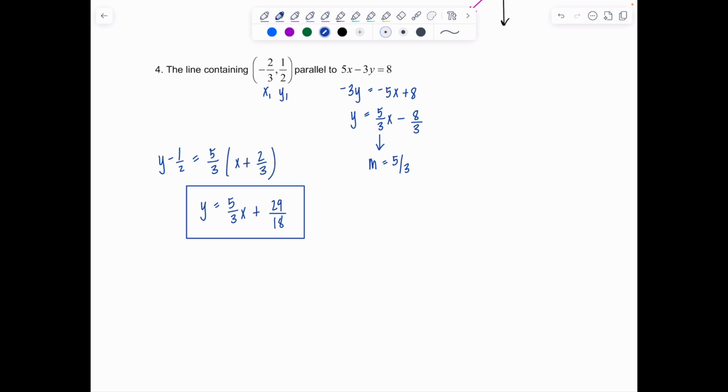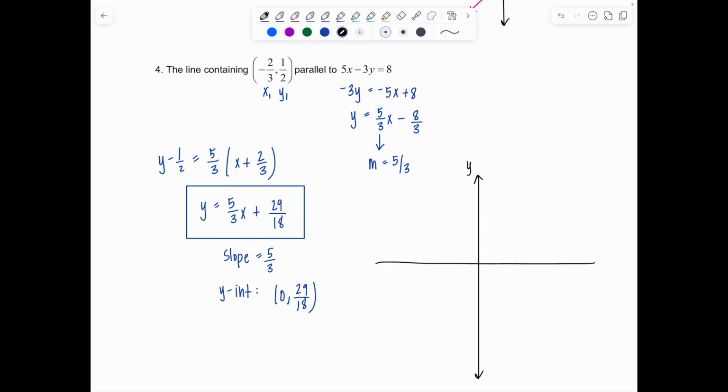So here the slope is 5/3, rise over run is 5/3. And the y-intercept is 0, 29 over 18, which is a wee bit less than 2. I just think to myself, 36 over 18 would be 2. This is less than that. It's obviously more than 18 over 18, though, so it's bigger than 1. And the slope is 5/3. Okay, so 1, 2, 3, 4, 5. 1, 2, 3, 4, 5, 6. Okay. So 0, 29 over 18, I'm going to say it's there.